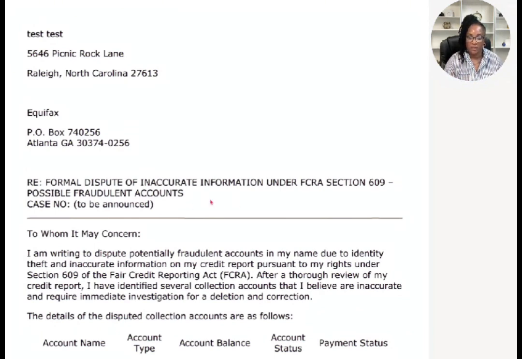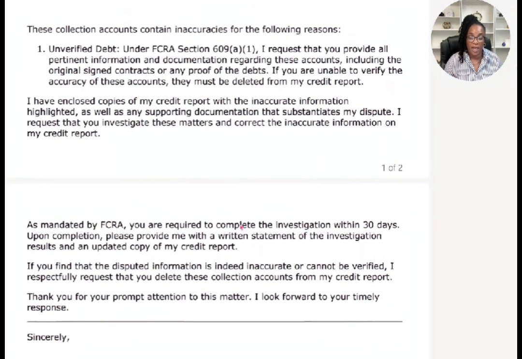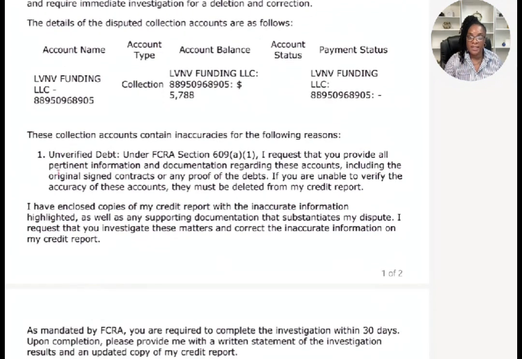This one is like your simplest form of a 609 letter. It's not anything fancy. It gets the job done. I can use something similar to this and remake it a million times, and it gets the same results. It's all about that 609 verbiage. So the 609 verbiage basically is unverified debt under FCRA section 609(a)(1). I request that you provide all pertinent information and documentation regarding these accounts, including the original signed contracts or any proof of the debts. If you are unable to verify the accuracy of these accounts, they must be deleted from my credit report.